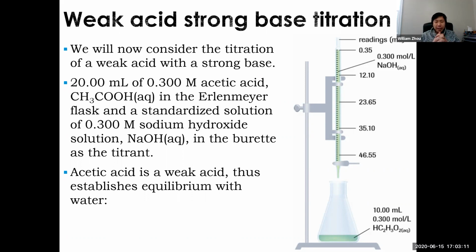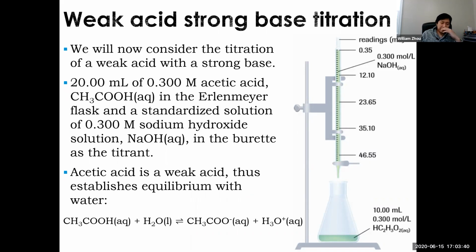You have a weak acid titrated with a strong base. So you have 20 milliliters of 0.3 molar acetic acid. Okay, the acetic acid is a weak acid. It is in the flask. It is titrated with a standardized solution of 0.3 molar sodium hydroxide, which is the strong base. That's in the buret. That's the titrant. Because acetic acid is a weak acid, it will have this equilibrium with water.